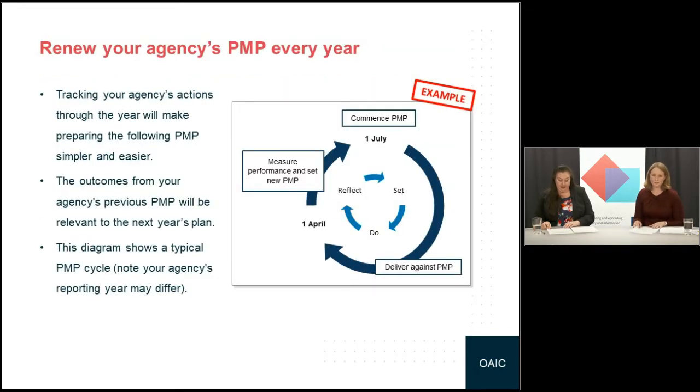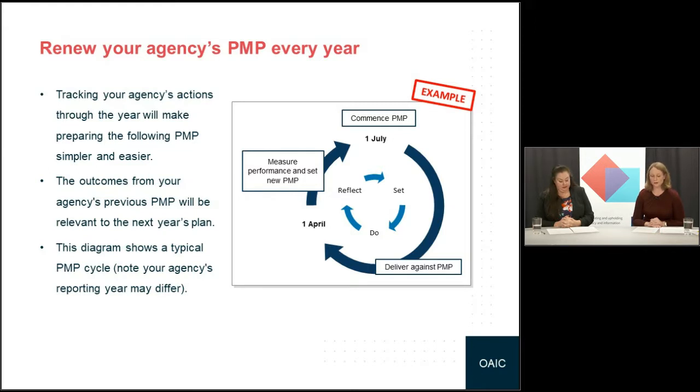So now that you have a PMP, what next? Well, as we mentioned earlier, under the code, an agency must measure and document its performance against its PMP. We would suggest that it's valuable to track your actions throughout the year. This will not only help you to ensure that you meet your obligations under the code, but will make preparing your next PMP simpler and easier.